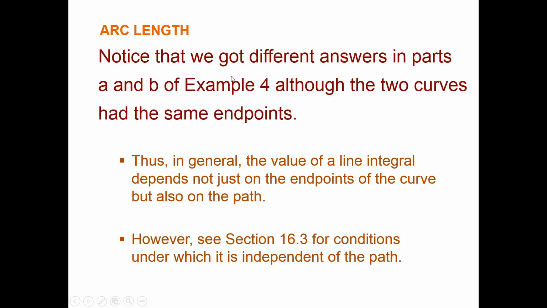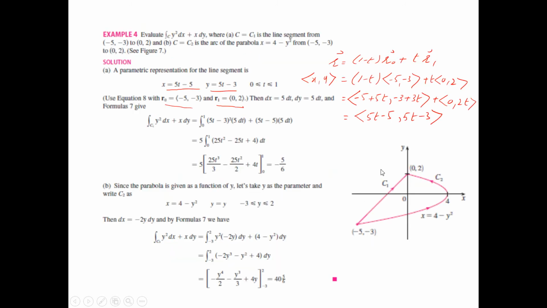Notice that we got different answers in parts A and B of example 4, although the two curves had the same endpoints. Thus, in general, the value of the line integral depends not just on the endpoints of the curve, but also on the path. In next sections we will see that sometimes the answer is independent of path, but in this case it is not. For different paths we have different answers, although the initial point and terminal point are the same.